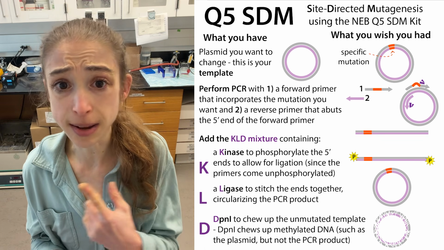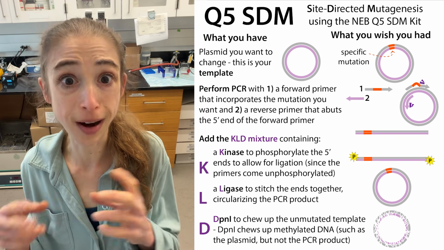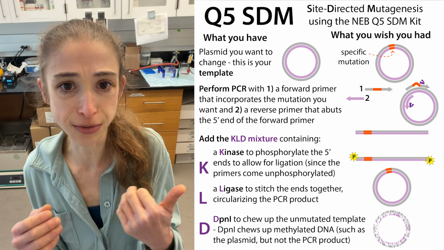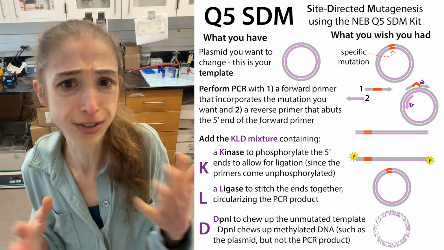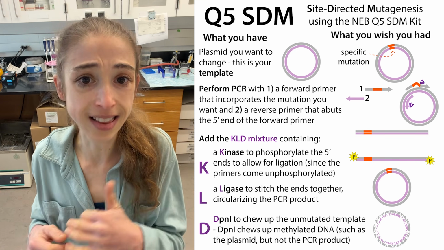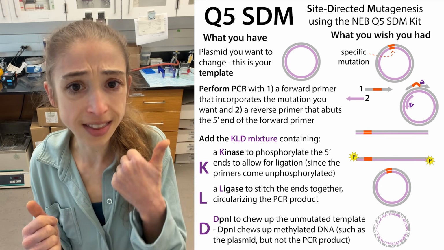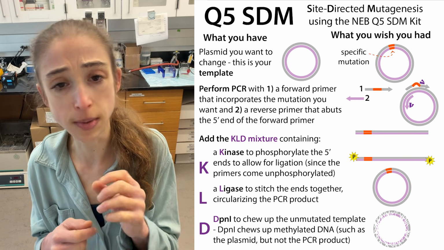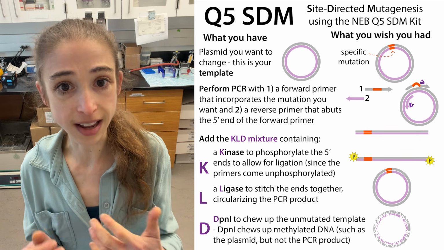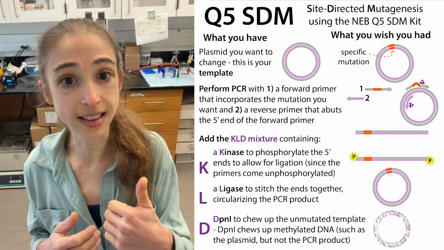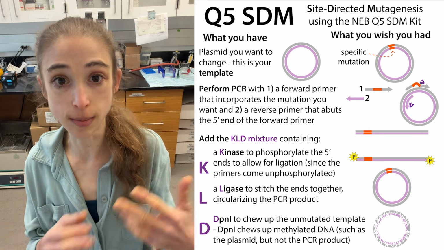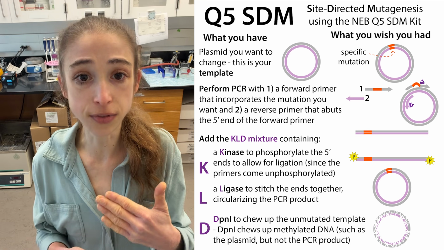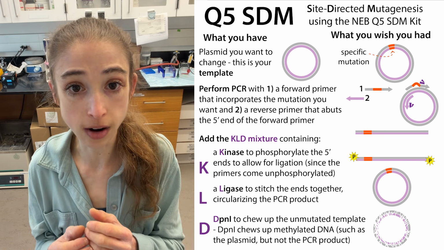Q5, that's just the name of the proprietary polymerase, and apparently Q5 stands for quality, the 5 quality features that it says it has. And then the SDM, we already talked about that. That's the site-directed mutagenesis when we're making that specific change. And the KLD, that's part of the kit, and that contains the kinase, the ligase, and the DpnI. And so we'll talk about what each of these things do. And so first, let's talk about how this kit works overall.